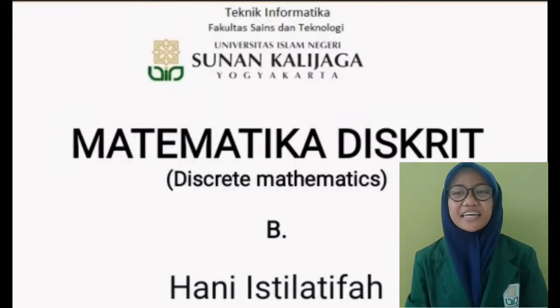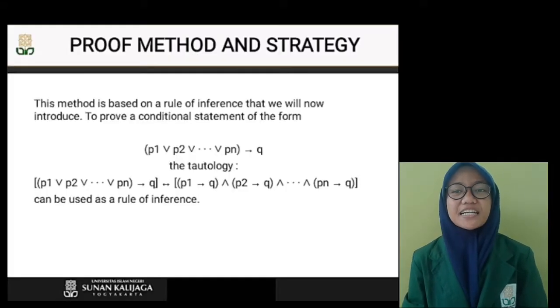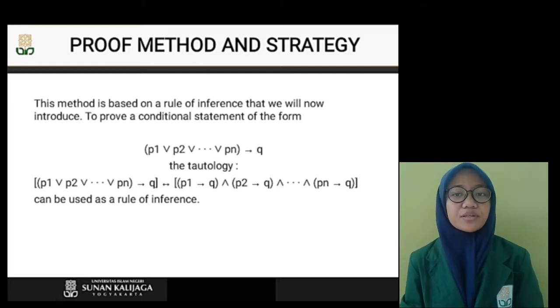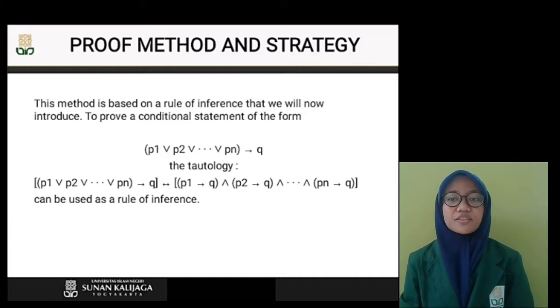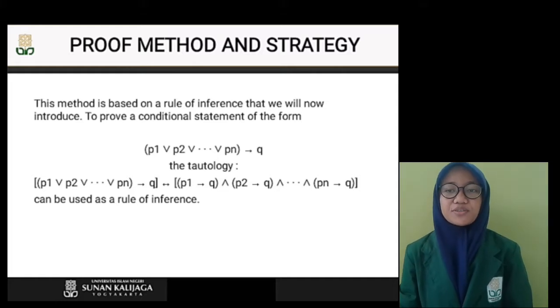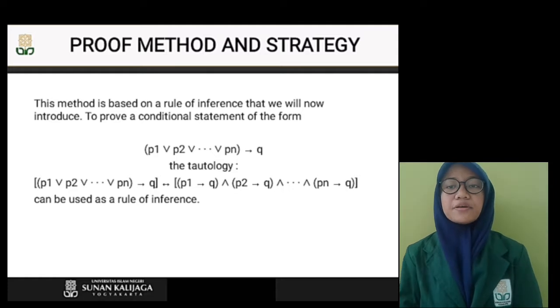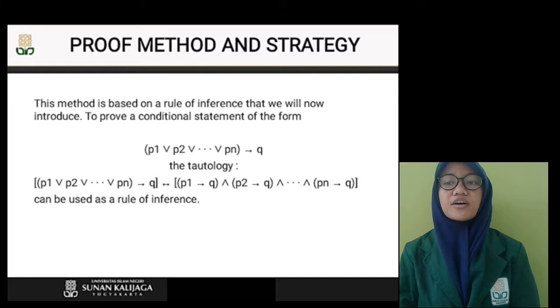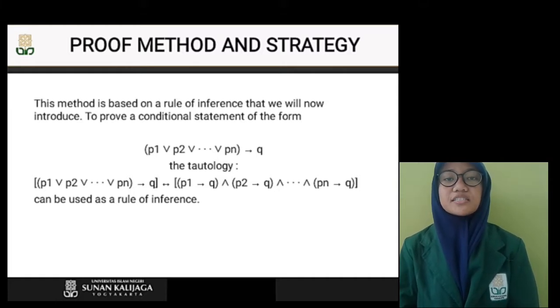Well, in here, I will explain about proof methods and strategy. This method is based on a rule of inference that we will now introduce to prove a conditional statement of the form (P1 or P2 or up to or Pn) implies Q. The tautology (P1 or P2 or up to or Pn) implies Q if and only if (P1 implies Q) and (P2 implies Q) and up to and (Pn implies Q) can be used as a rule of inference.